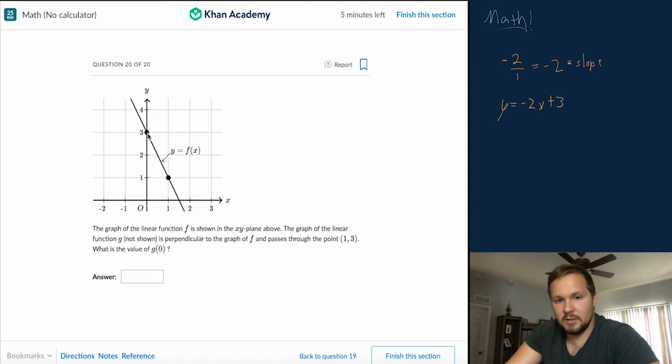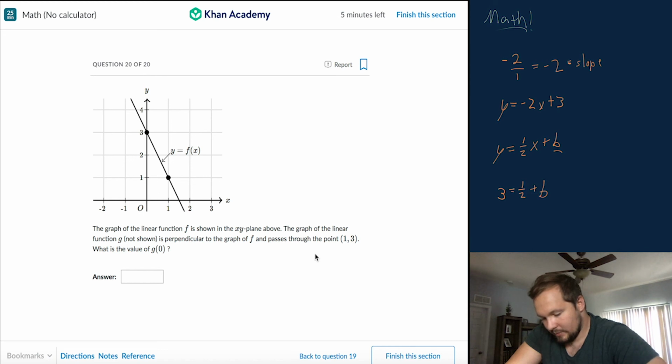That's our equation for our initial line. Now we want to find a perpendicular one, so we have to take the negative inverse of the slope and set that as our new slope. So y equals +1/2 x plus b, some unknown value. The graph of the linear function is perpendicular and passes through the point (1, 3). Well, now we just plug in that point. So x is 1 and y is 3, so 3 equals 1/2 plus b. And what we can do is subtract over the 1/2, so you get 5/2 equals b.